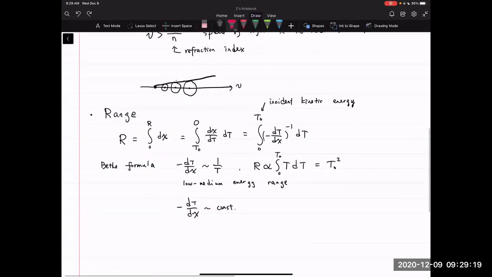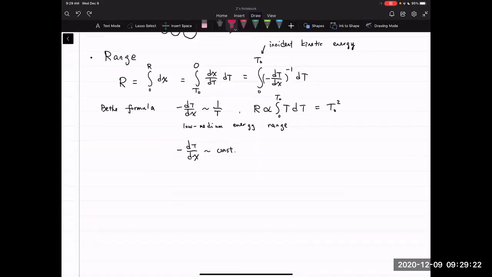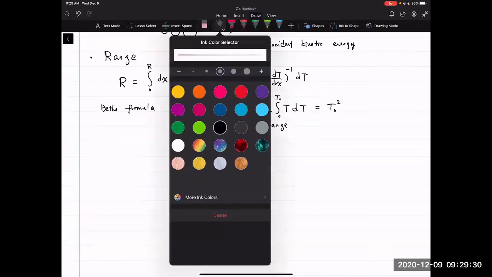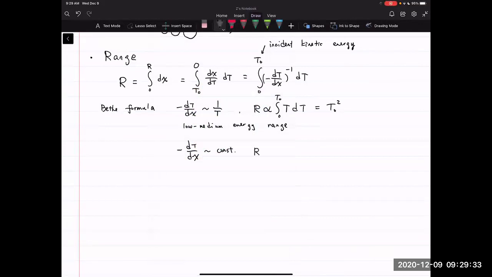Okay. So if this stopping power is a constant, then what about R? Its range is going to be proportional to the integral from 0 to T naught, where the stopping power is constant, just 1 times dT. So this is just T naught. Okay. And this happens for high energy. So for high energy charged particles, the range is proportional to the kinetic energy.